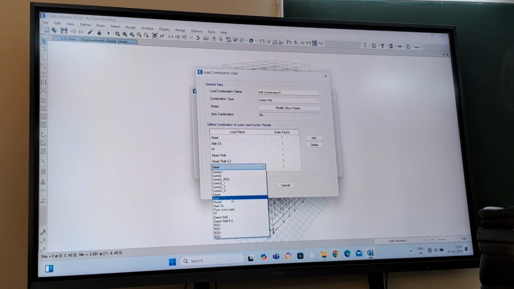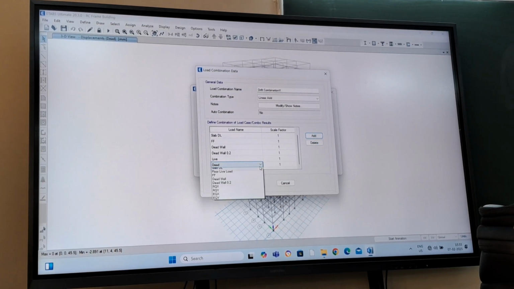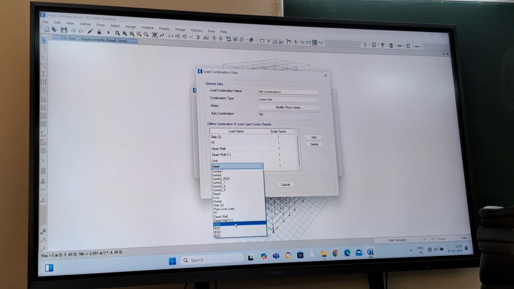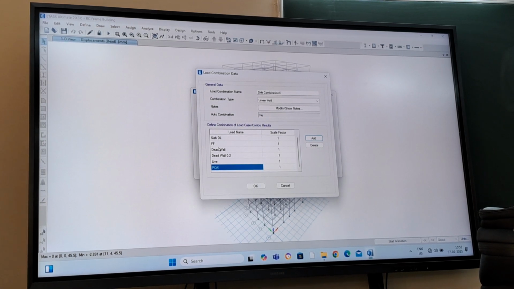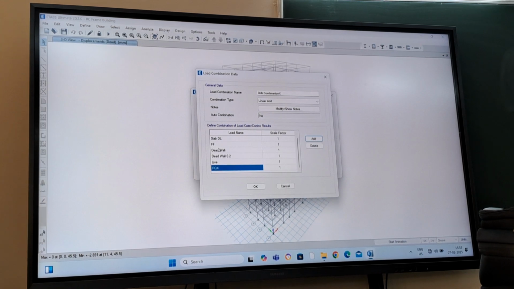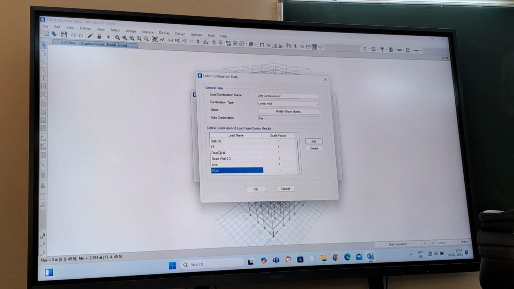Then you have live, and then we use the earthquake load case. So this same thing you can do for both static and dynamic load case. So you make another combination. For now I am using the dynamic load case, meaning response spectrum load case. Same thing you can do for equivalent static load case also.